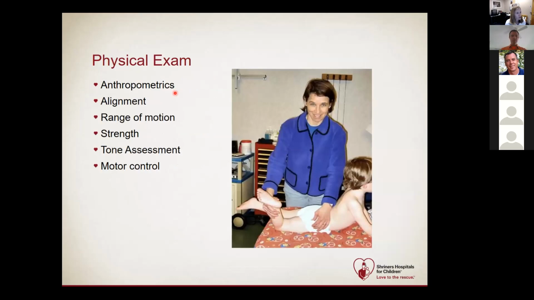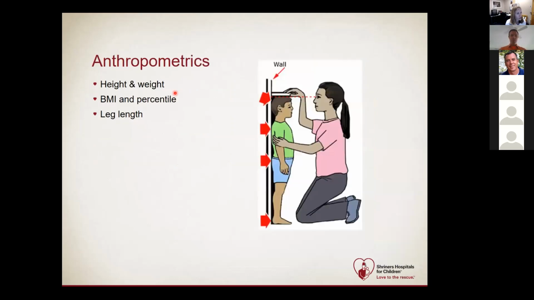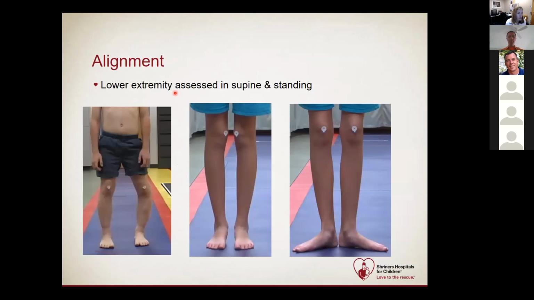As far as our physical exam, I'm going to go into a little more detail here. We do anthropometrics, so your basic height, weight, calculate the BMI and the percentile, look at their leg length. When looking at alignment, we do a video analysis, and at the end of the video analysis, we do a lot of standing pictures. This is very important, as you can see here. This kid has a varus deformity, so it gives us a nice visual look to compare what we're doing when we take our kinematic analysis.